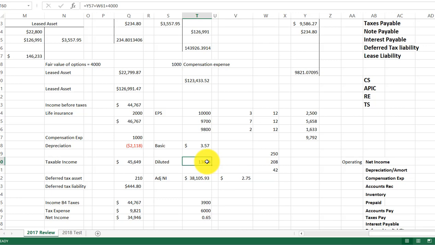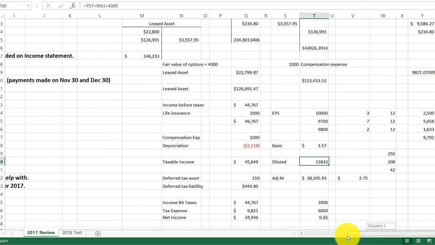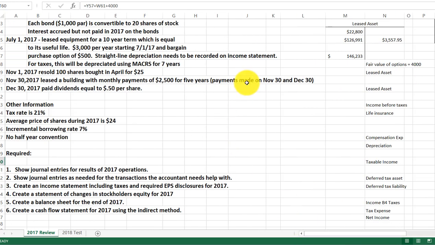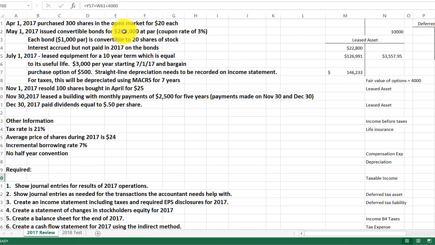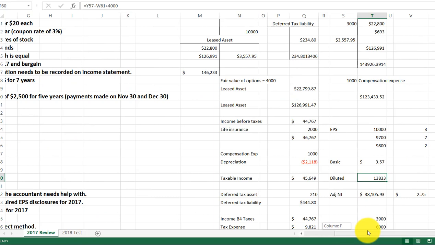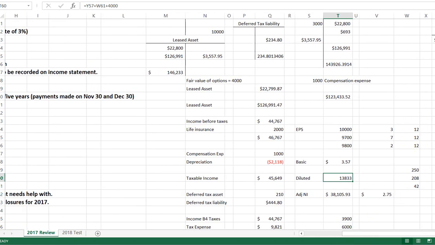Then the number of shares that we would have from the convertible bonds, remember the convertible bonds are each convertible to 20 shares of stock, and there were 2,000 of those. So you would convert them and you would end up with 4,000 more shares.